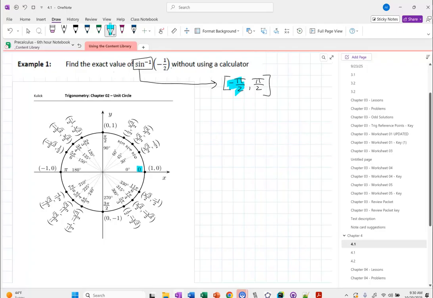Which way do I go on my unit circle if I'm going to do a negative angle? Clockwise or counterclockwise? Clockwise. So how much is a quadrant again? How many degrees is that? 90 degrees, which is the same as how many radians? π/2. So that's covering quadrant 4. Everybody okay there?